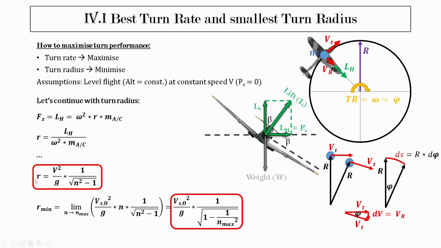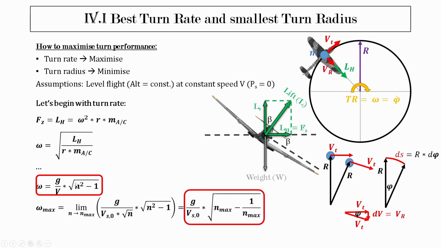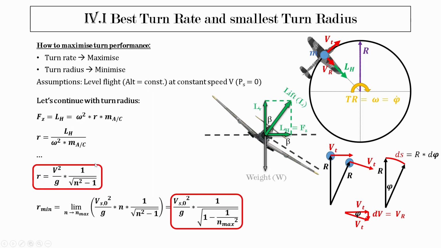So R is equal to V squared divided by g times 1 over the square root of n squared minus 1. Looks a bit different, it's basically reversed, and we have the square because R is not squared as compared to omega in this initial equation. That's how you get here.